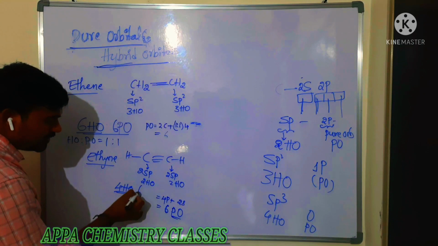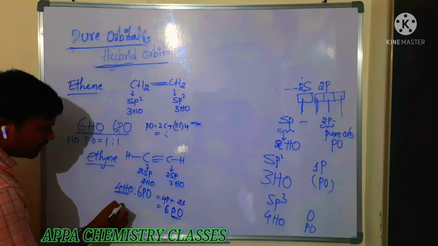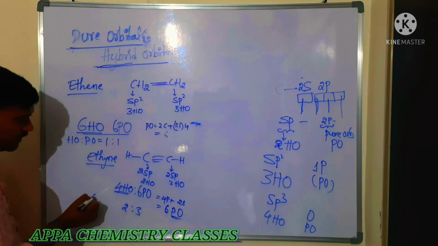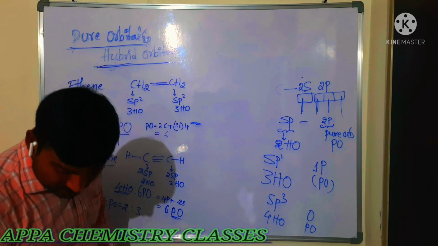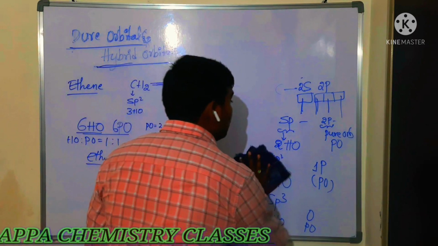PO means what? 6 pure orbitals. So what is the ratio here? 2:3. Hybrid orbital is to pure orbital, it is 2:3. Is that clear everyone? So which is very important.